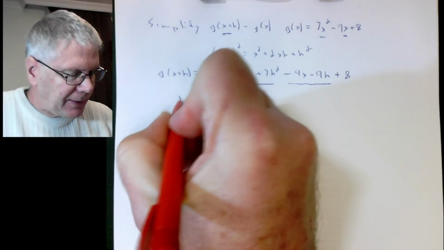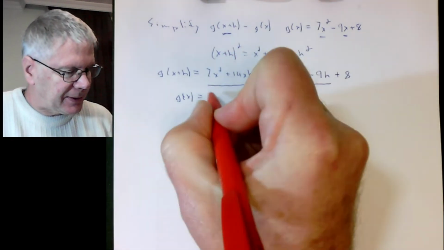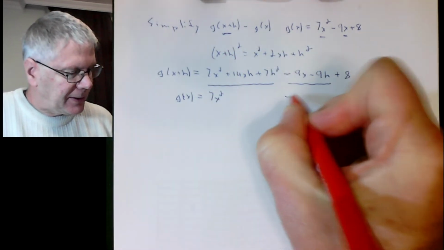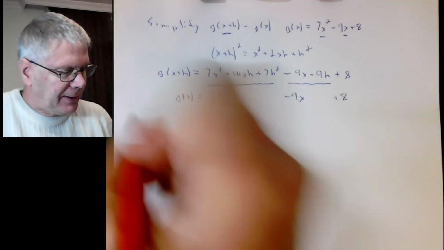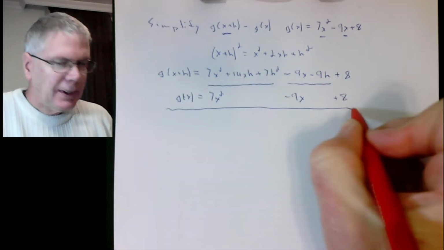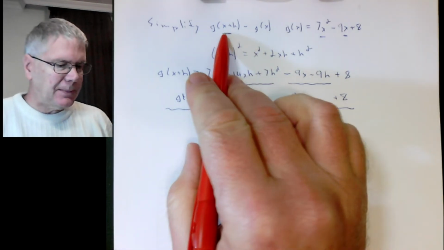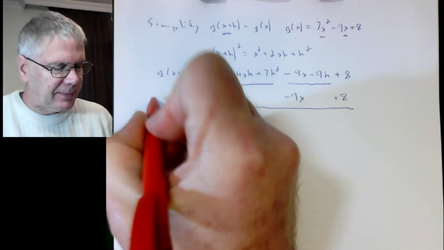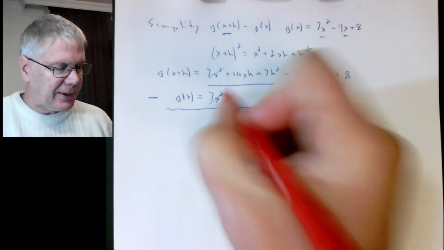And I know that my g of x, I'm just going to rewrite this as given. So this is 7x squared minus 9x plus 8. And they're telling me to subtract g of x from g of x plus h. So I'm just going to take this expression and subtract it from this expression. So 7x squared minus 7x squared, that goes away.